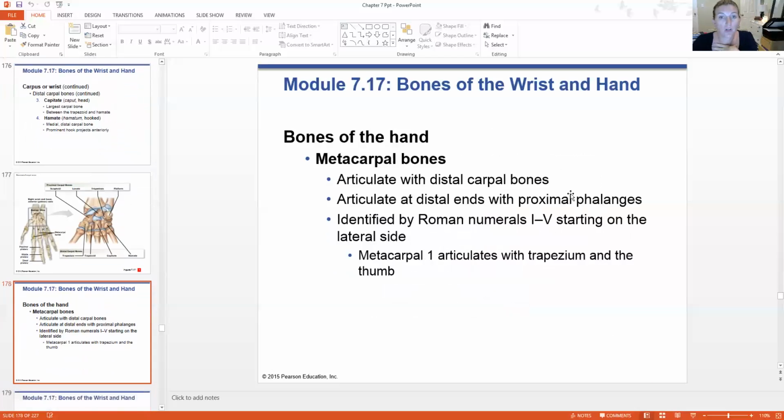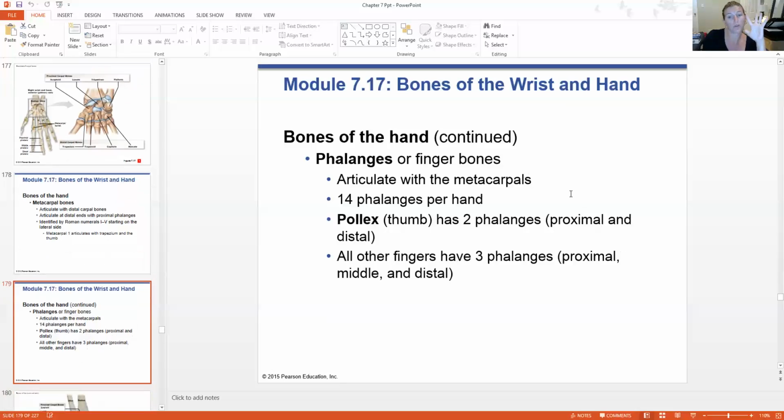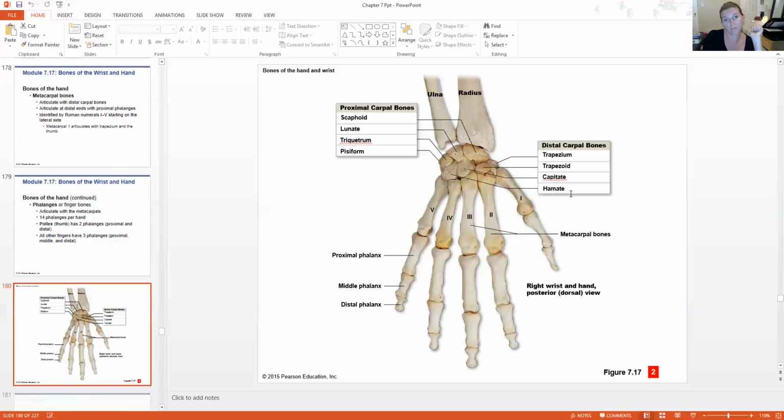Let's talk about the metacarpal bones. These articulate with the distal carpal bones. So they're identified by Roman numerals 1 through 5, starting on the lateral side. So metacarpal 1 articulates with the trapezium and the thumb. So they start out here, just go right across. The phalanges, or finger bones, articulate with those metacarpals. There's 14 per hand. The pollex only has 2. All the other fingers have 3. They're named proximal, middle, distal, except for the thumb, which is just proximal and distal.